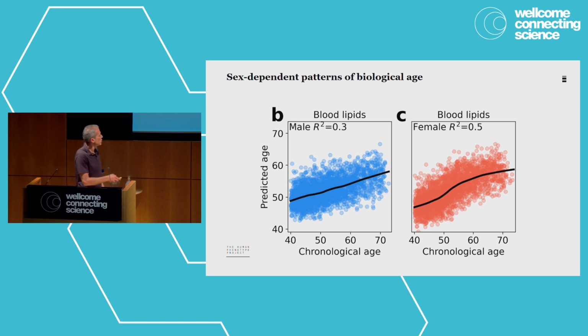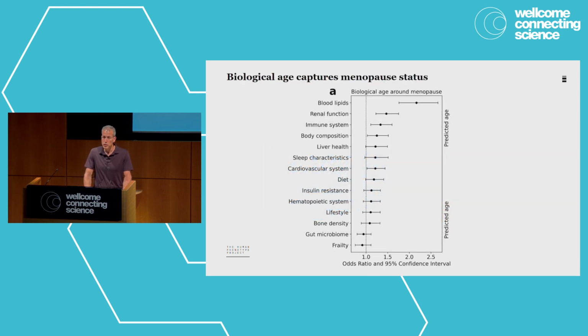And so we see here that if we look at the biological clock, this is the metabolomic clock, it sort of linearly declines with age in males. But in females, we see this abrupt change, abrupt increase just around the age of 50 to 55, which we actually link to the menopausal state of the women.